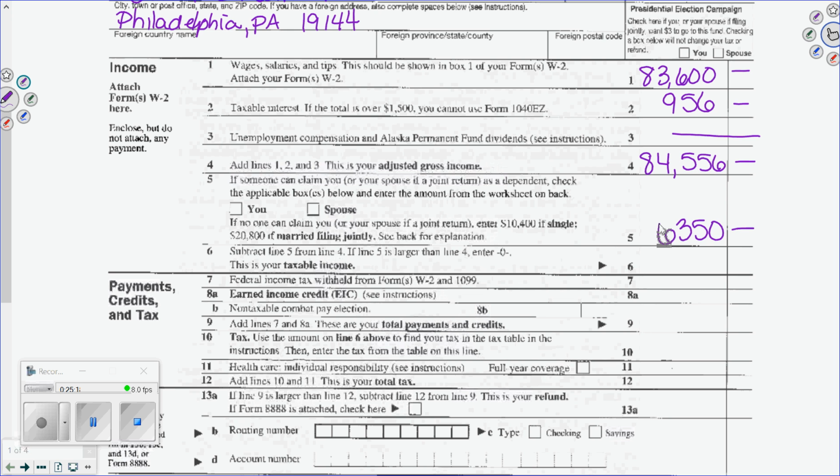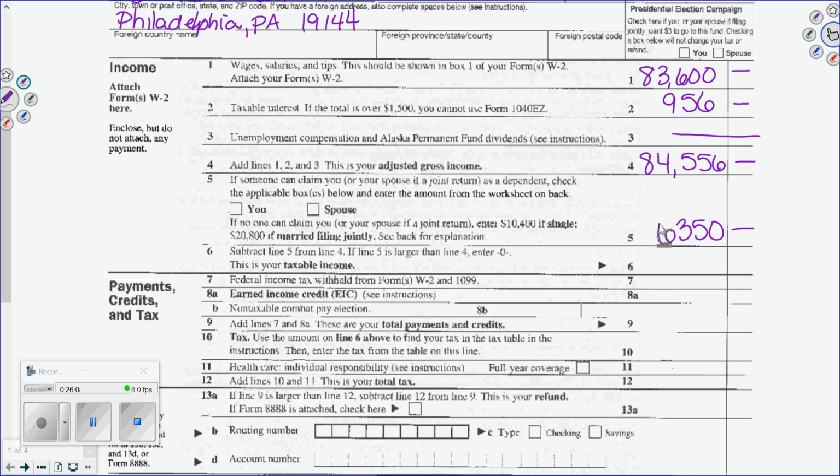Can someone claim her besides herself? She's not married. Do we know if she's a college student and her parents are still claiming her? Doesn't say that. So should we have used the form on the back? I wanted you to see the form. I wanted you to understand it, but what should she have been? Keep reading. If no one can claim you, enter 10,400 if single. So if we knew that her parents were claiming her, like your parents will claim you, that's what would go on that line. But do we know that?